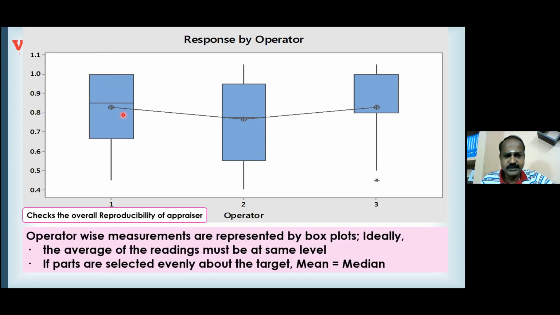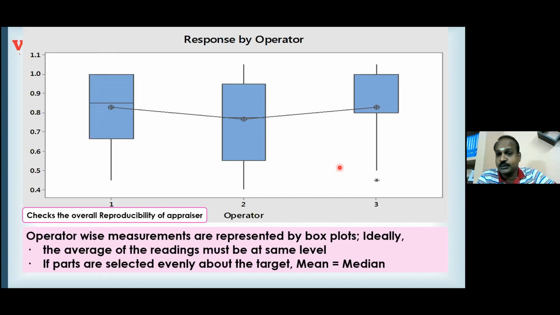Now this circle represents the average. Operator 1 gave you 30 readings; take the average of the 30. Similarly, take the average of the 30 readings given by operator 2, and the average of the 30 readings given by operator 3. Though individual readings can differ, the averages can at least be the same if all of them work in the same fashion. Now who is not aligning with the team? Operator 1, 2 or 3? 2 is not aligning.